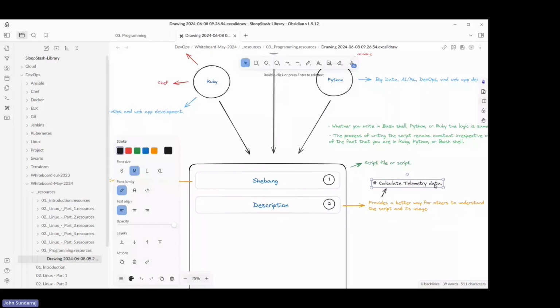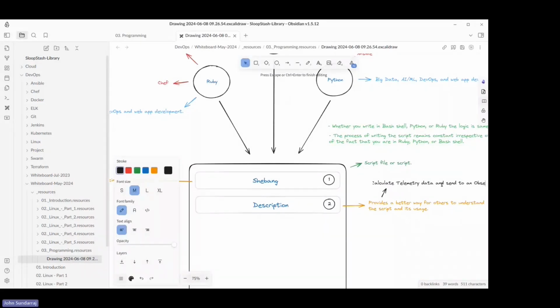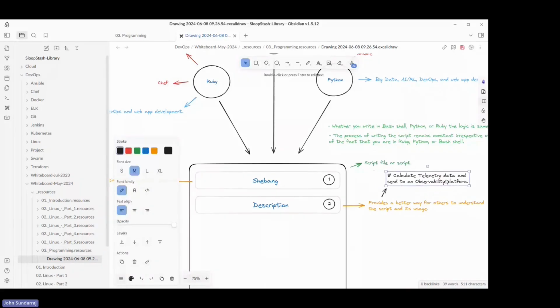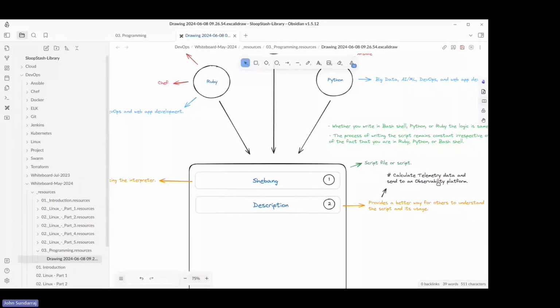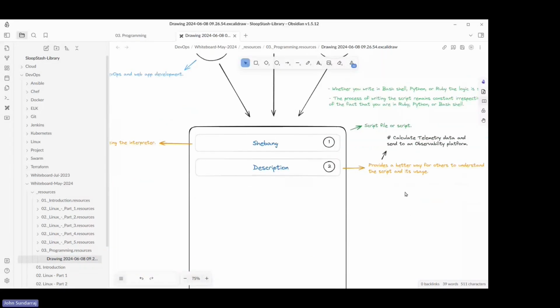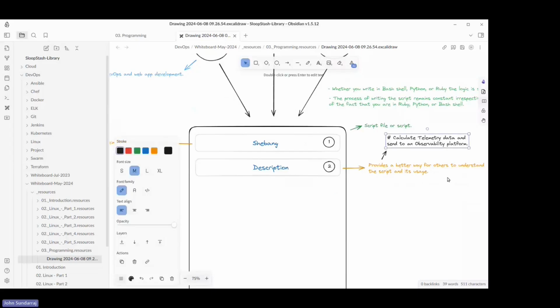Calculate telemetry data and send to an observability platform. We don't have an observability platform here, but still what I would like to say is, calculating the telemetry data and sending it to an observability platform is the purpose of the script. That's all. And then if you see here, this is the second step. It's what we call the description. It always starts with something like hash. This is how it looks.